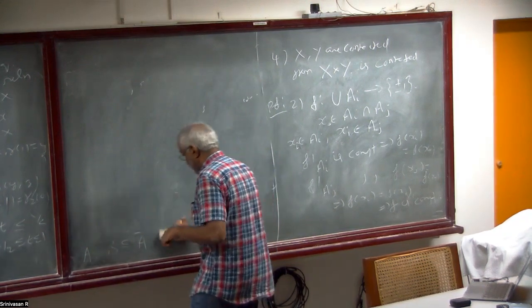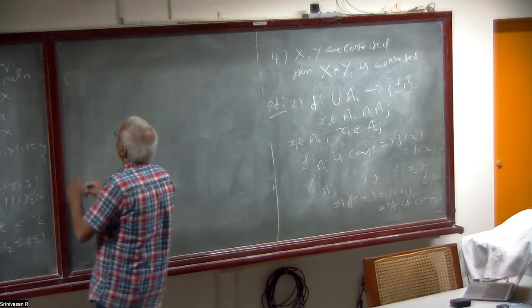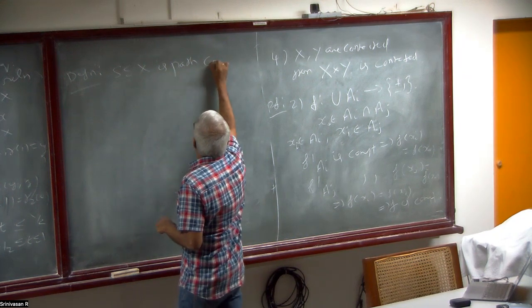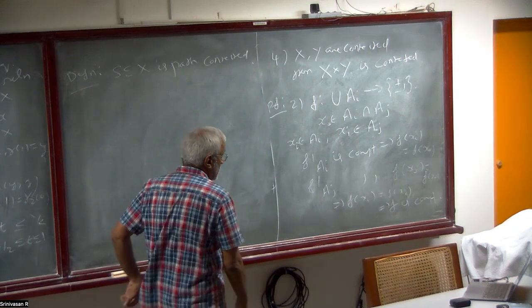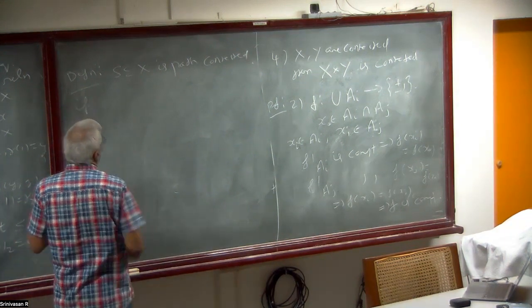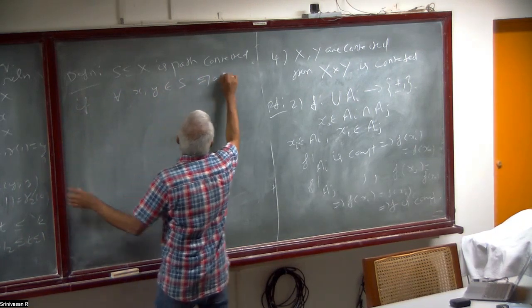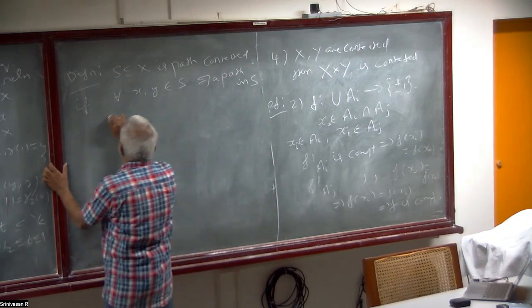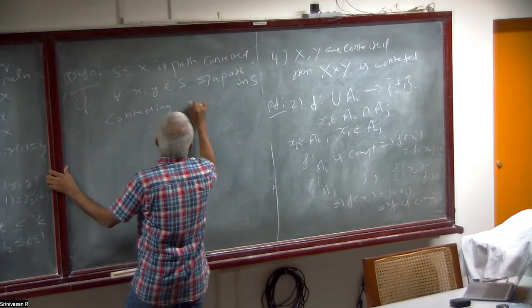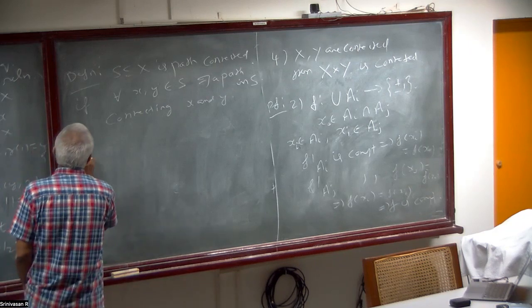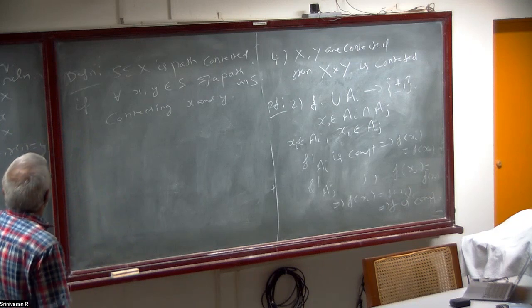Now let's make the definition for path connectedness. Definition: S contained in X is path connected if for all X, Y in S, there exists a path in S connecting X and Y. Every two points are path connected in S. There is no proof; this is the definition of path connectedness.